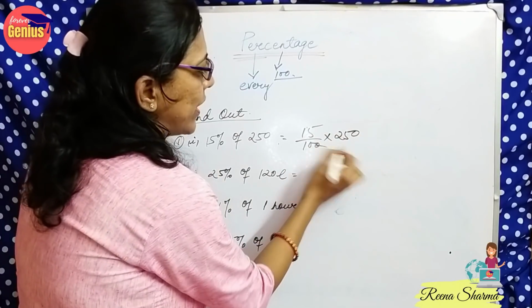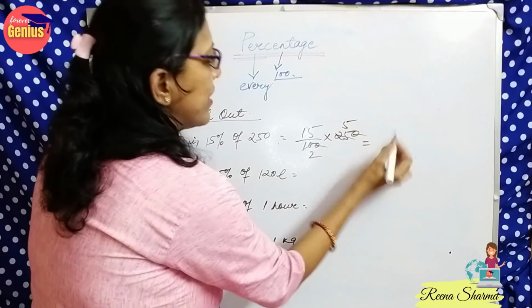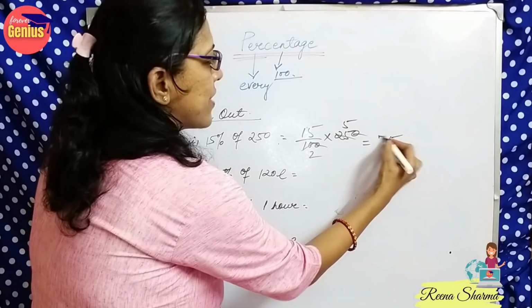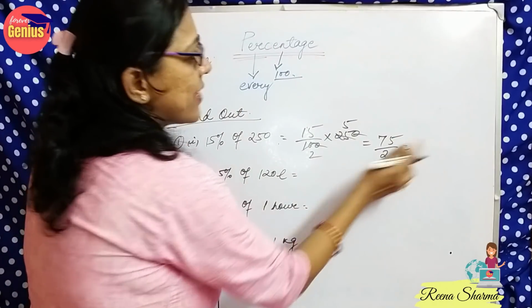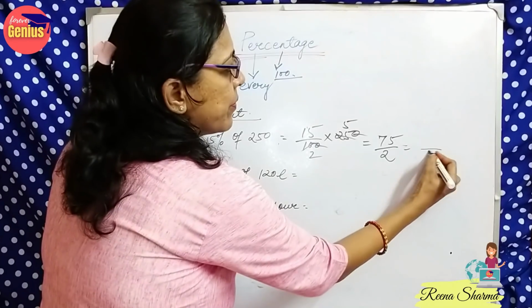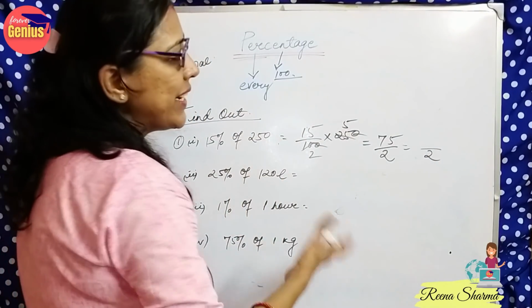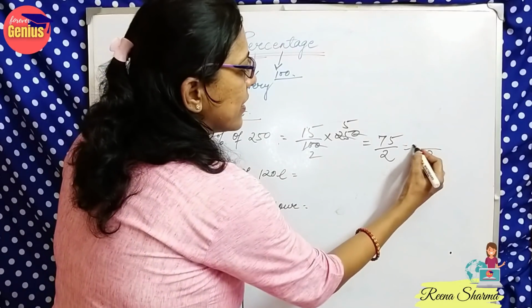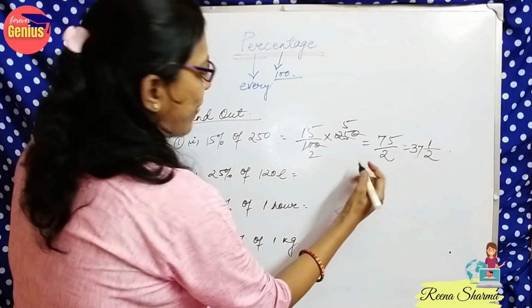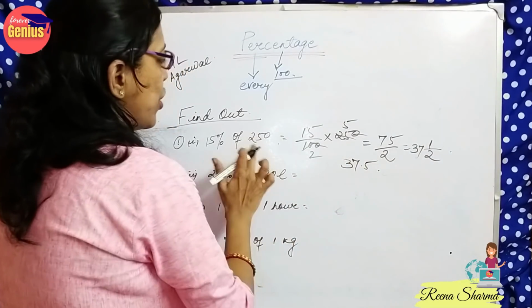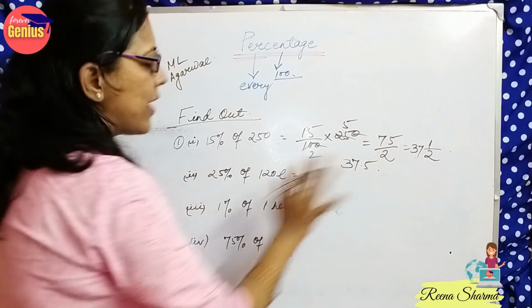Now we will simply calculate. 0 will be cut. Now this is 2, this is 5. This is equal to 75 by 2, or we can also write it, after dividing, as a mixed fraction or decimal, whatever we are convenient with. So this will be 37.5. We can write it like this also. So the value of 15% of 250 will be 37.5.